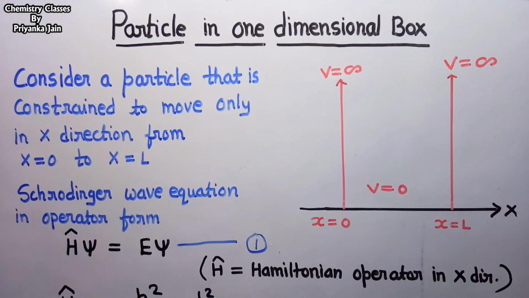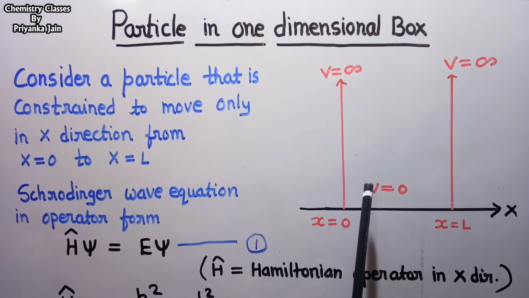Mechanics. Today we will study the problem of a particle in a one-dimensional box. Consider a particle that is constrained to move only in the x direction, from x equal to 0 to x equal to L. Suppose this is the x-axis, and a particle is moving in the x direction only. These are the boundaries of this box, where this is x equal to 0 and this is x equal to L, and the particle is moving between these two boundaries and only along the x-axis.